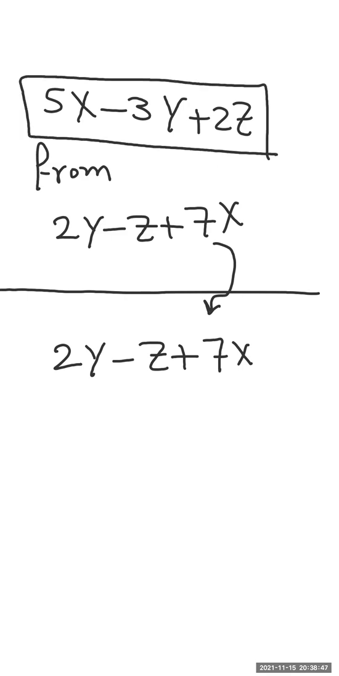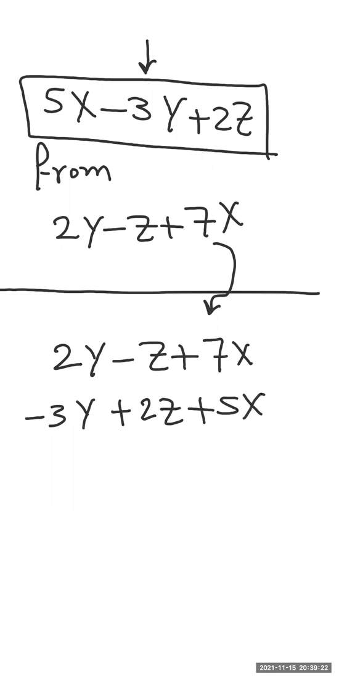Before writing this one, we have to rearrange the terms so that it becomes in the same order. Because if you write it like that, 5x, can you add or subtract 2y and 5x? Of course not. That's why we said to arrange it in the same order. So start with y, which is negative 3y. Then z, plus 2z. Then x, plus 5x.